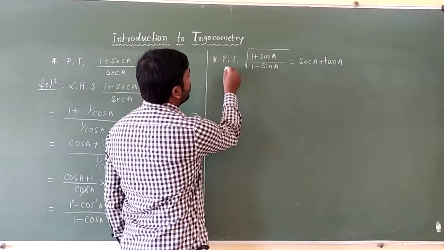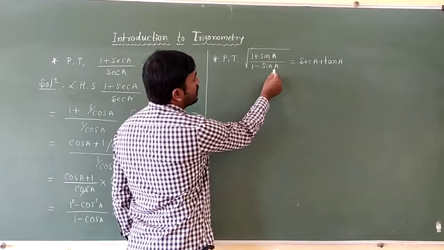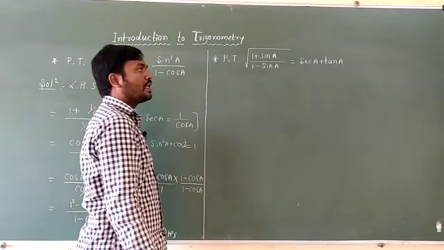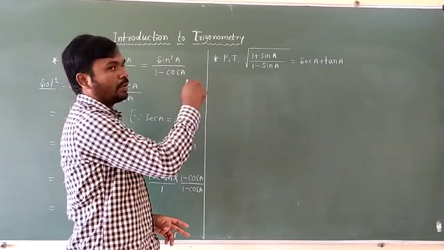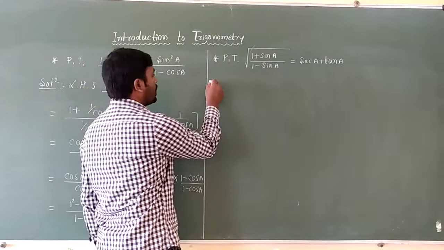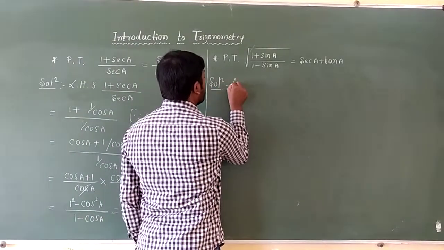The next problem is: prove that root of (1 plus sin a) divided by (1 minus sin a) is equal to sec a plus tan a. This is what we need to prove. We can prove it by taking the LHS or by taking the RHS. Here I will take the LHS again. Solution. What is the LHS here?